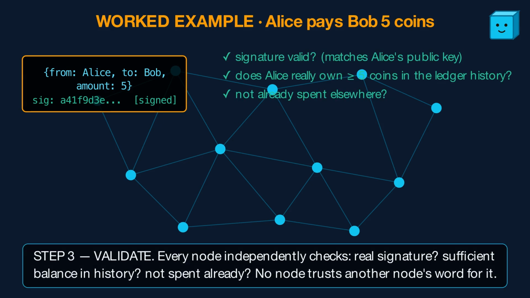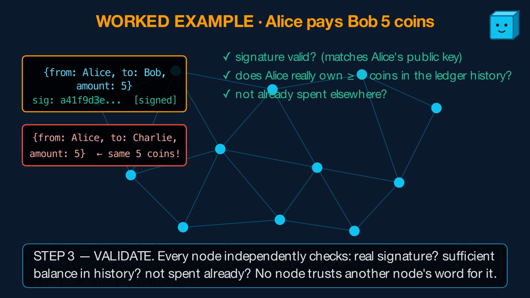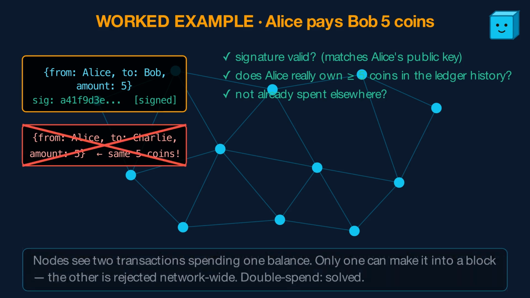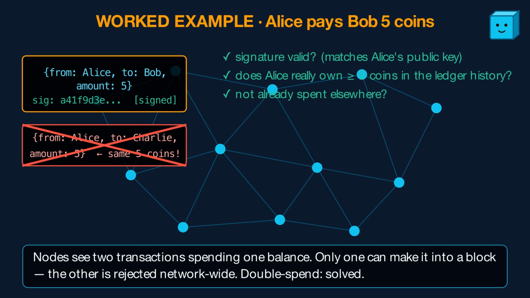Step 3. Validate. Every node independently checks: real signature, sufficient balance in history, not spent already? No node trusts another node's word for it. Watch Alice try the old trick. A second transaction sending the same 5 coins to Charlie, at the same moment. Node C sees 2 transactions spending 1 balance. Only one can make it into a block. The other is rejected network-wide. Double spend. Solved.